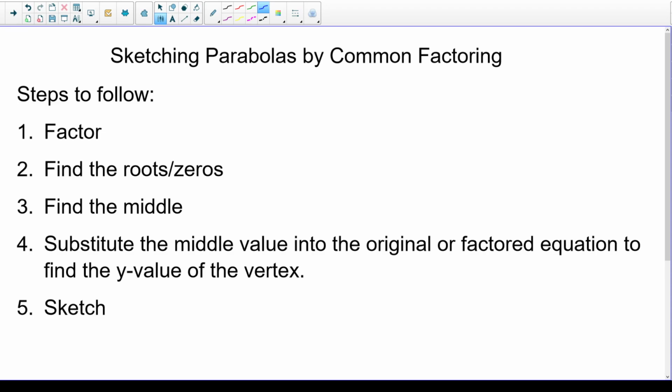So the steps we're going to follow are we're going to factor our equation. We're going to find the roots and the zeros like I just showed you on the previous slide. We're going to find the middle of those points like I just showed you on the previous slide. And then we're going to substitute the middle value into the original or factored equation to find the y value of the vertex. So that's the step that you don't know how to do yet. Once we've done that, we'll be able to sketch our parabola.